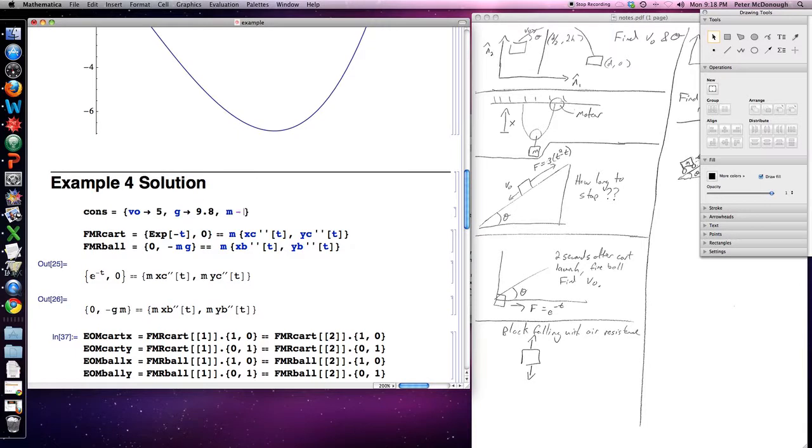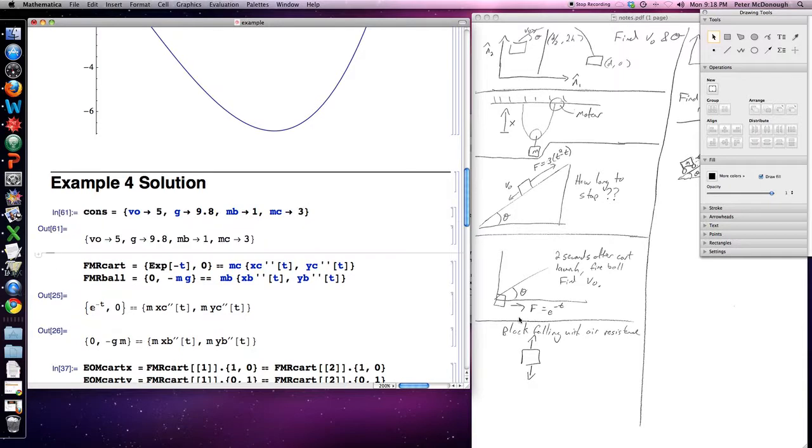Our mass is the issue. It's the mass of the ball and the mass of the cart, MB and MC. So we'll make MB 1 and MC 3. Alright, so evaluate this whole section.